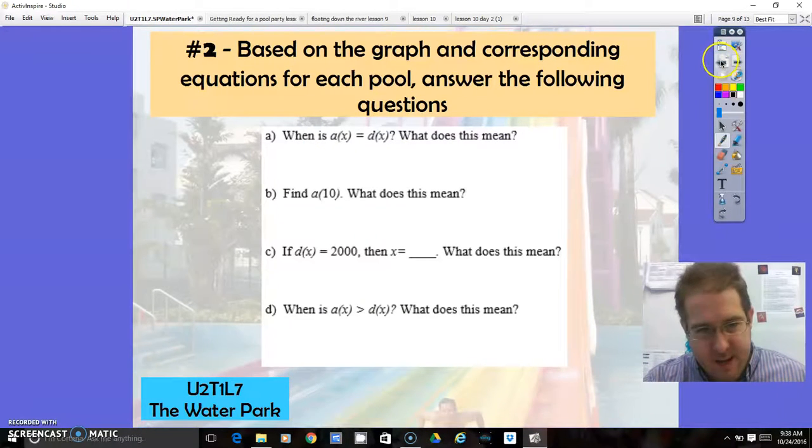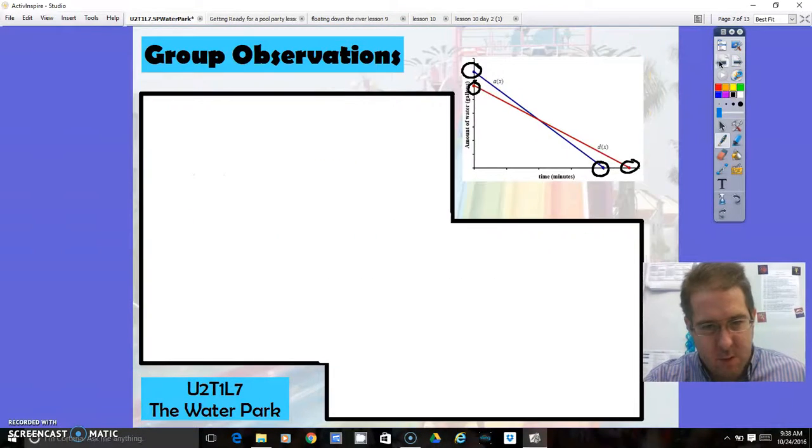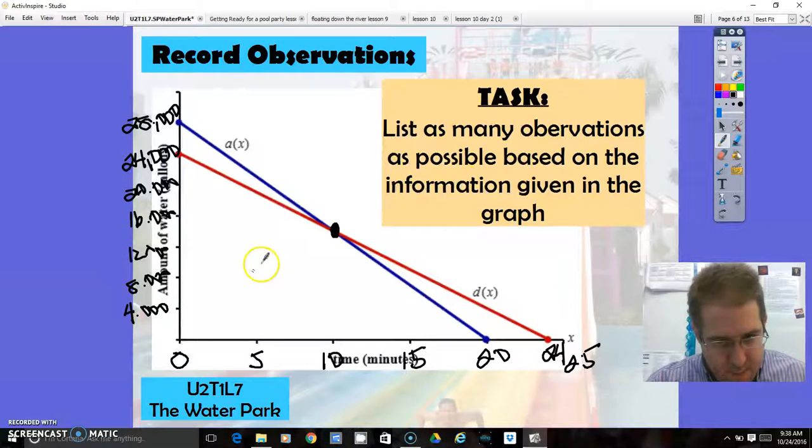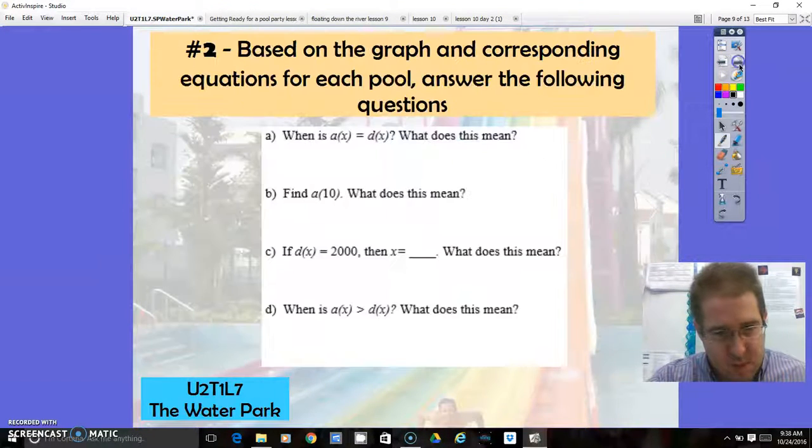When are they exactly the same? And what is A of 10? I'm going to go back for 2 questions now. When are they the same? It looks like they're the same at 10 minutes. And A of 2, is that what it was? A of 2 would be about 27,000. I think that's what the question was.